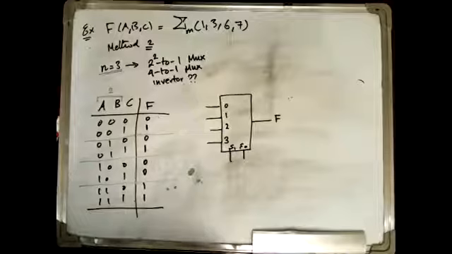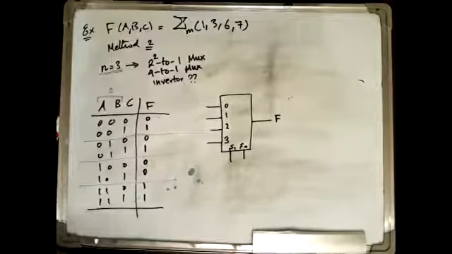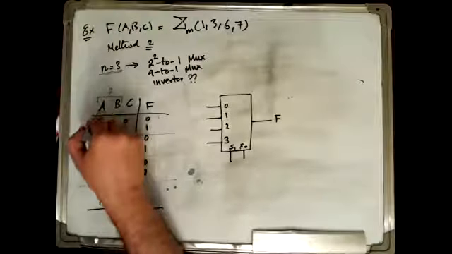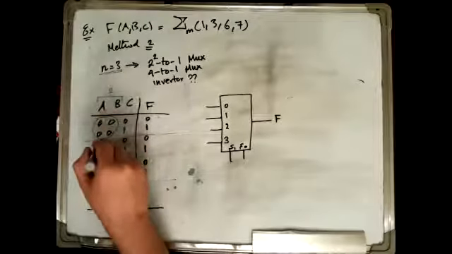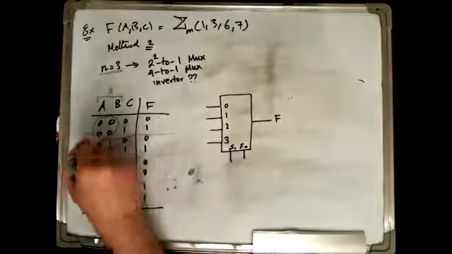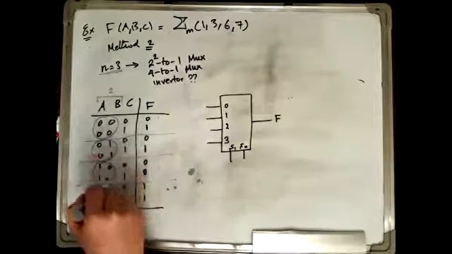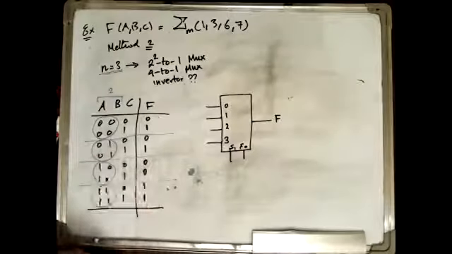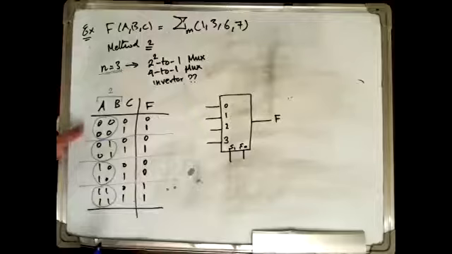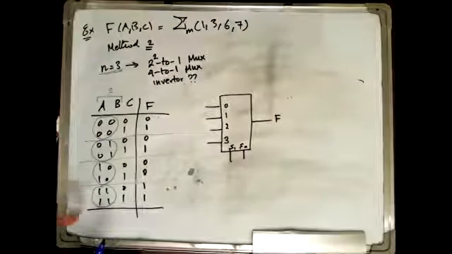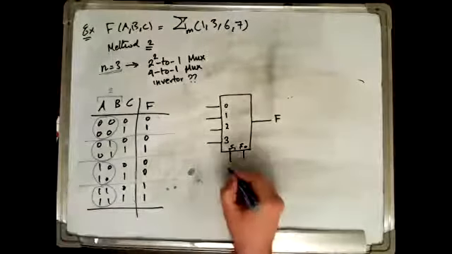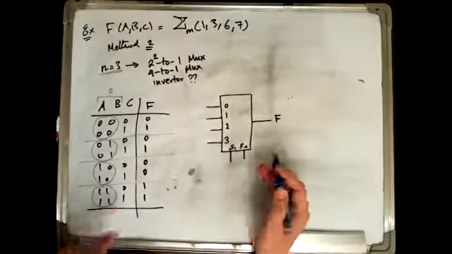We use the 2 most significant variables to split the table into, in our case, 4 sections. This is the first section. They have the same values for A and B. In each section we have the same value for A and B. So this is section 0, section 1, section 2, and section 3. But how do we reflect this on the circuit?